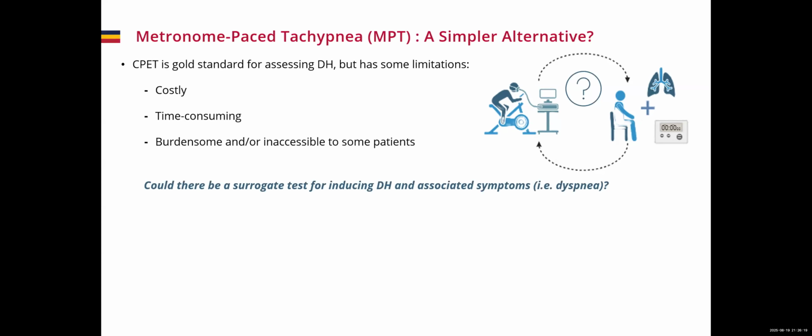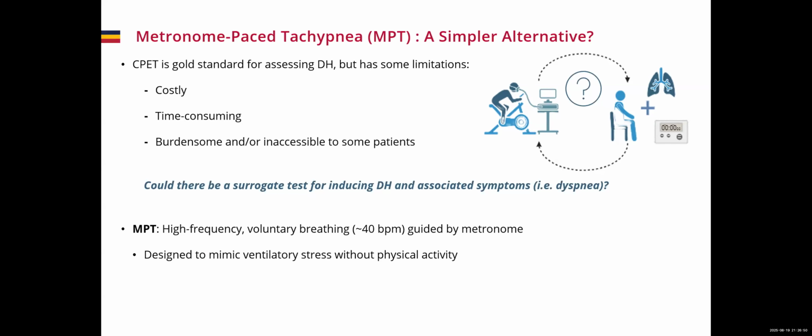This might not actually be a testing method that is accessible to them. And so one of the questions that has been asked is, could there be a surrogate test or an alternative way for inducing dynamic hyperinflation and symptoms like dyspnea that would help overcome some of these limitations in settings where CPET might not be viable? And so one such protocol that's been proposed is the idea of metronome-paced tachypnea, or MPT, which is essentially a voluntary breathing maneuver where a participant or a patient would be asked to breathe at a high frequency for a period of time. Typically, this is at 40 breaths per minute, guided by metronome. And the idea is that this would mimic the ventilatory stresses that you would see in something like exercise without actually requiring physical activity. And proponents of this approach have suggested that it could be a lower burden, non-exercise based alternative to CPET in terms of inducing both dynamic hyperinflation and dyspnea.